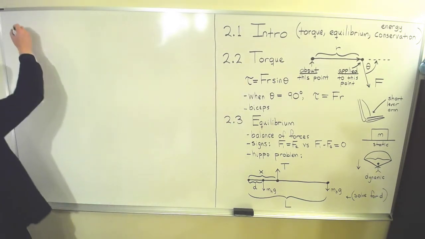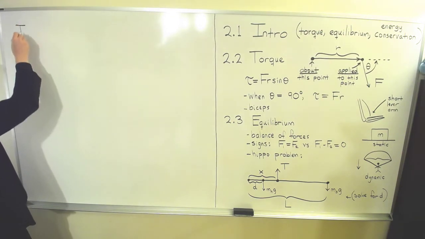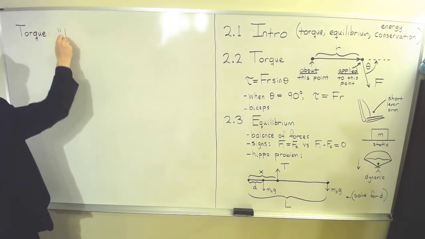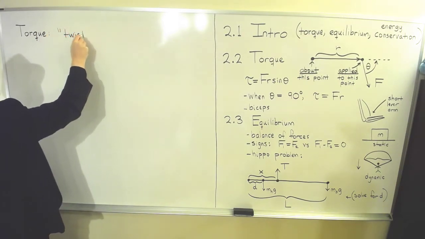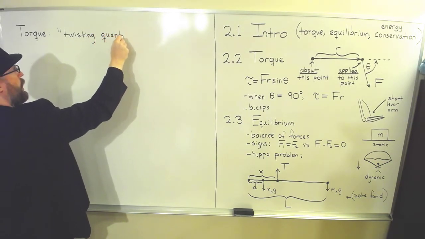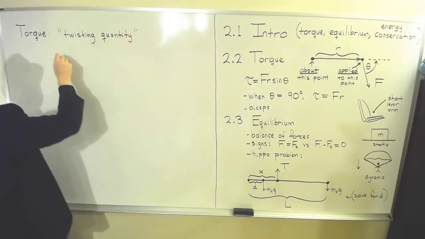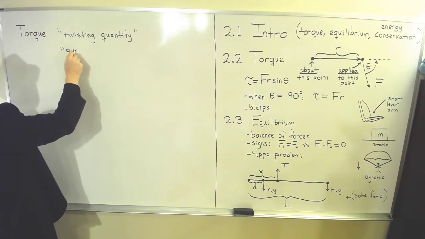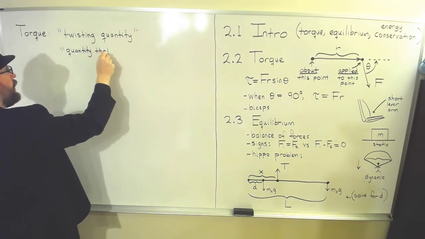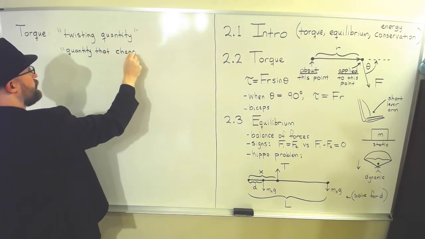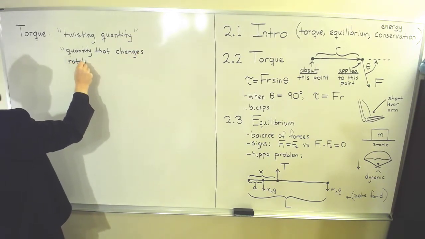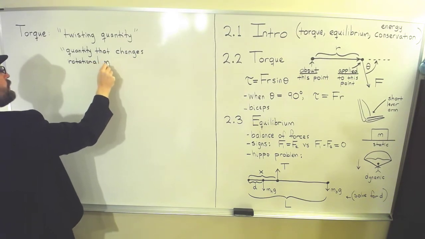Torque is a twisting quantity. So this is torque. We call it a twisting quantity, or a quantity that changes rotational motion.